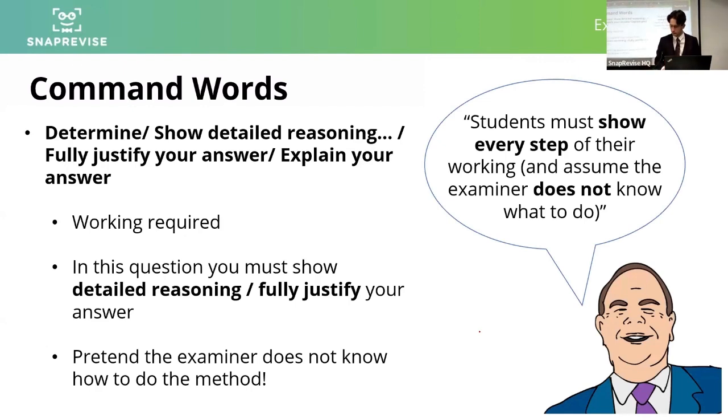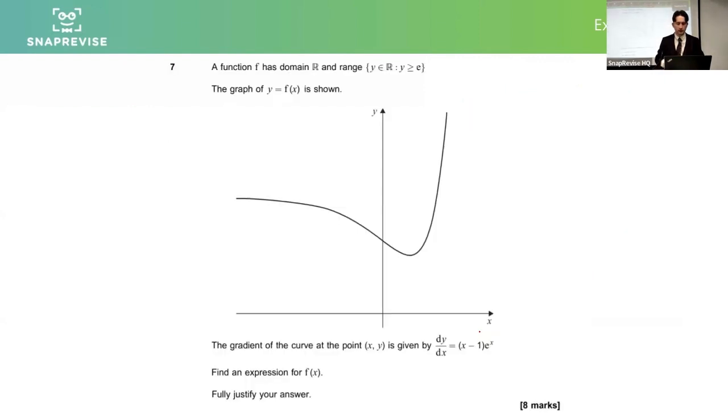Right, let's look at an actual question then. So the function f has a domain R, so all the real numbers, and it has a range that y is greater than e. So remember, the domain is for the x values, it's for the inputs, the range is for the y values. And there's a picture of the graph. It says the gradient of the curve at the point xy, so at a generic point, is given by its derivative, dy/dx equals (x minus 1) e to the x. Find an expression for f of x. Fully justify your answer. 8 marks.